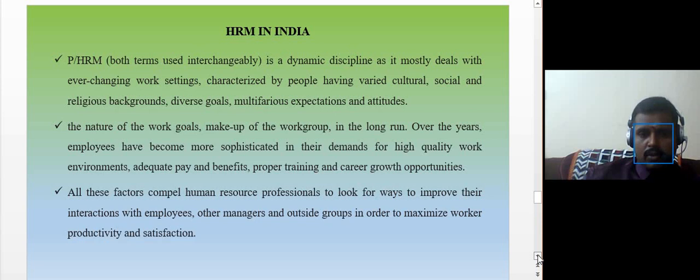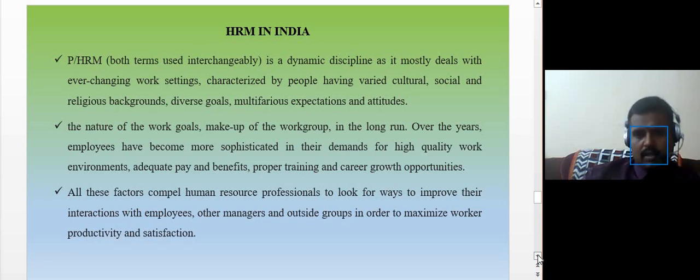The nature of the work goals and the makeup of the group work in the long run, and over the years employees have become more sophisticated in their demand for high quality work environments, adequate pay, benefits, proper training and career growth opportunities. And the third one, all these factors compel human resource professionals to look for ways to improve their interactions with employees, other managers and outside groups in order to maximize worker productivity and satisfaction.